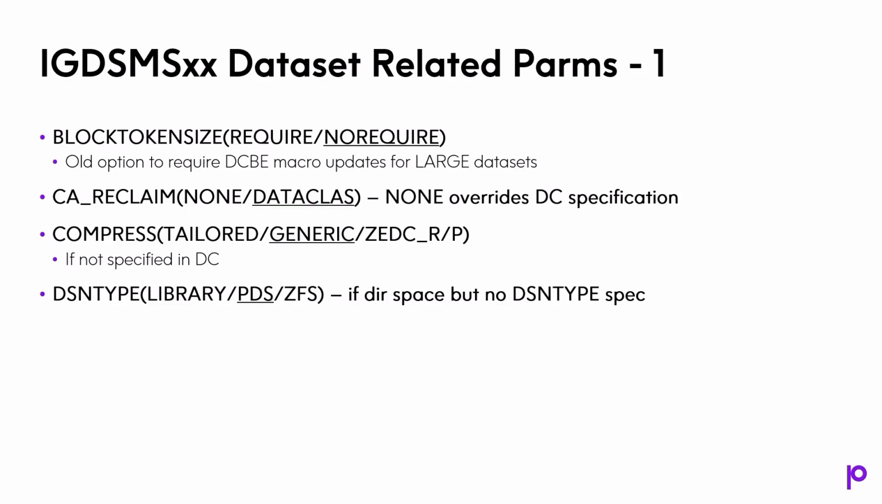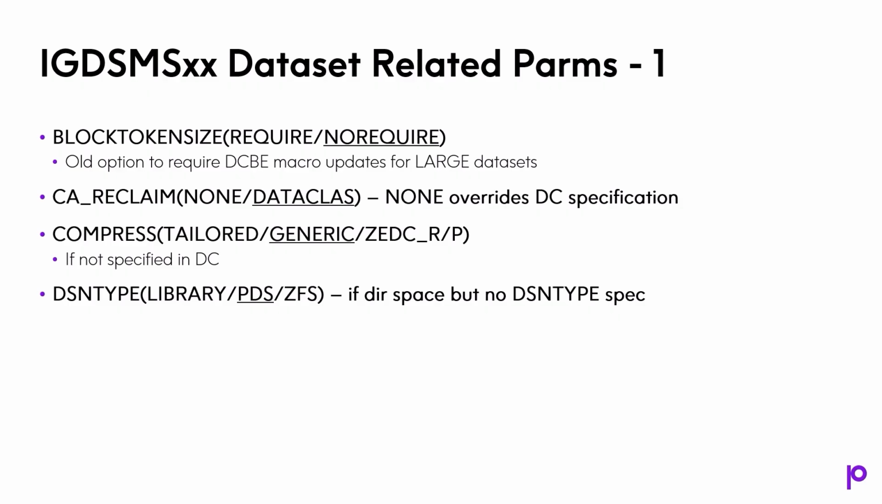Another thing, this one has actually been updated, and it has what I would consider the correct default for block token size. When large datasets, DSN type large format datasets, first came out, you had to set a value in the DCB extension to say, I understand large format datasets and I can use them. They're so common now that IBM has removed that requirement, or has allowed you to ignore that requirement. And the default is I don't have to actually set an option in the DCBE to support large datasets.